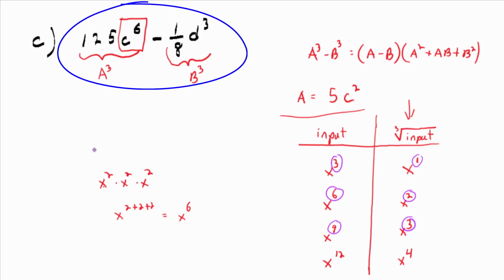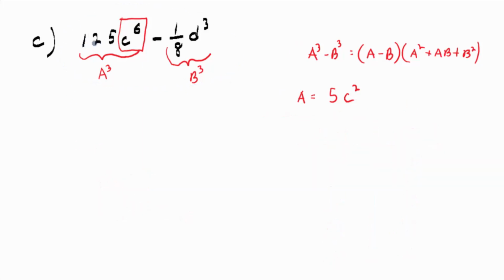Okay, now back to this problem. So we said 125 c to the 6th is our perfect cube. To get a, you'd find the number you would cube to get 125 c to the 6th. And that is the cubed root of 125 c to the 6th. So it's 5, because 5 times 5 times 5 is 125, times c squared, because c squared cubed is c to the 6th. Does that make sense? If you took 5c squared times itself 3 times, you would get 125 c to the 6th. Does everybody buy that?